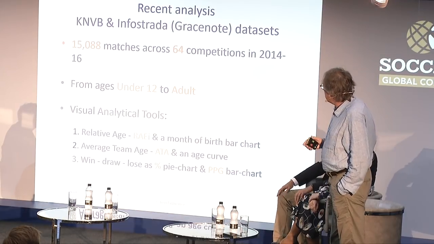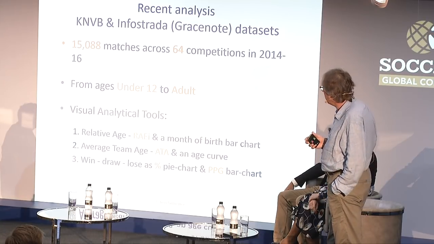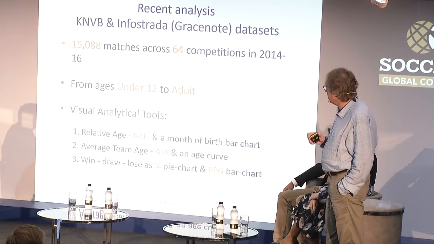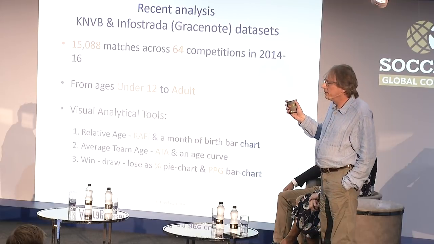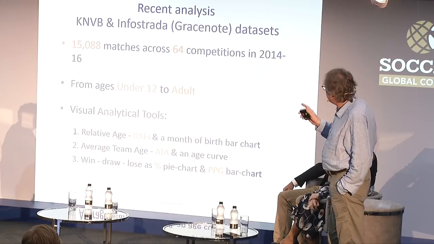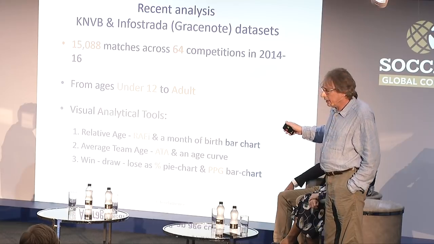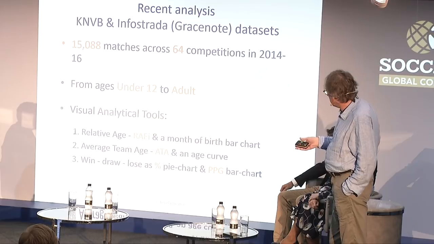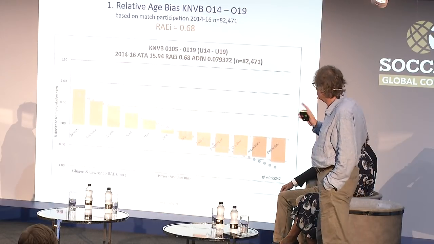And recently I've done a big piece of analysis with a data set from the Dutch FA, about 8,500 matches, and then another data set from Infostrada, now Gracenote, of a further 7,000. So 15,000 matches across 64 competitions in those 2 years, from under 12 to adult, using the relative age index and the average team age, and two other things which I'm about to show you: a month of birth bar chart and an age curve. And I use, you'll see why in a minute.